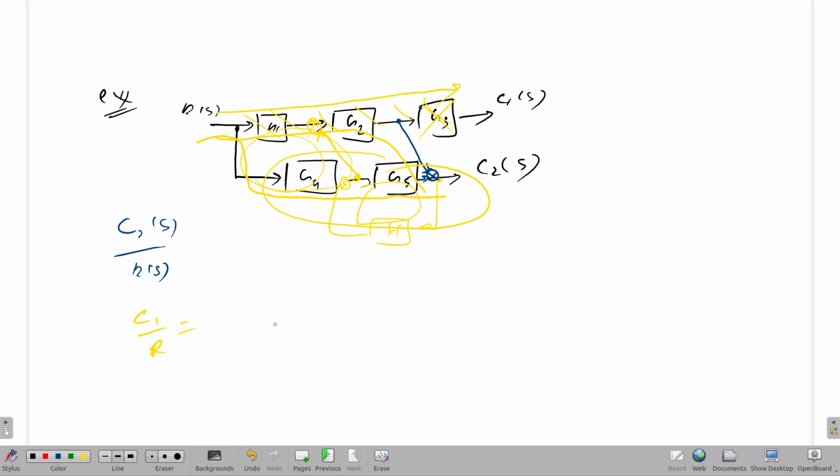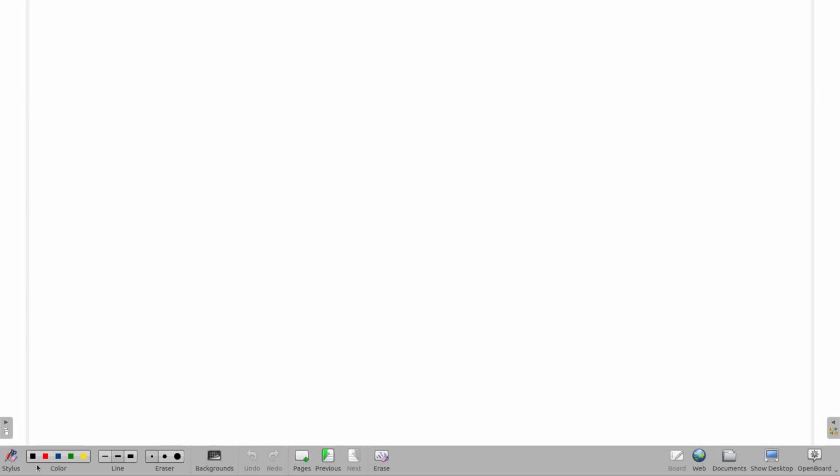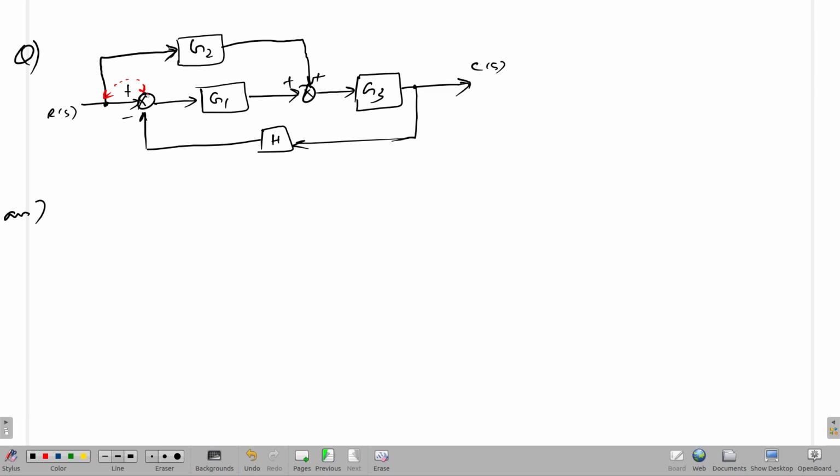Now let's move on to another type of shifting or manipulations that you have to do. Now let's move on to the last different type of problem that we have to see. The question is to find the transfer function of this particular block diagram by implementing this swap that is being shown here. So let's redraw. First of all, there is no change in the main path.